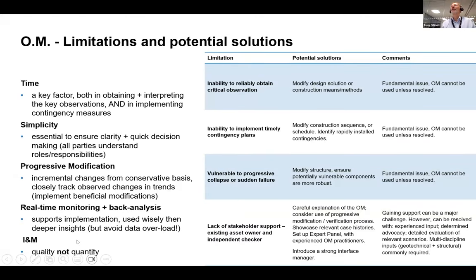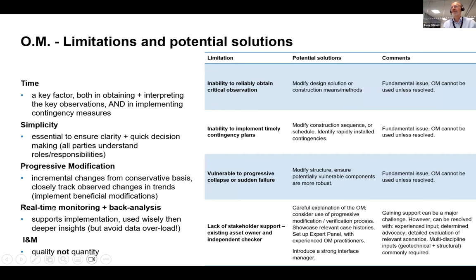I was going to say that, but you said it. So, I think it's also important to emphasize that OM isn't a panacea. We can't always use it everywhere, so these aspects have to be addressed, as Duncan mentioned earlier. Time is a really important aspect. The contractor has to be on board that they can implement contingency measures within the necessary time periods. We need simplicity, because communication is key when doing the work on site, so we get quick decision making and all parties understand roles and responsibilities.